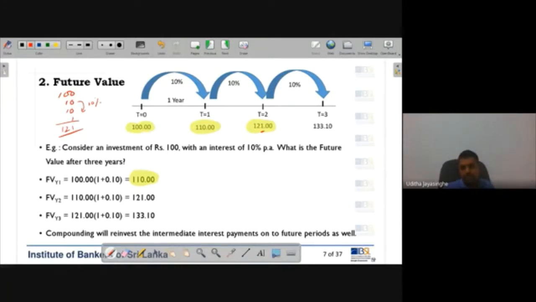Similarly, this 133.10 can also be decomposed: 100, 10, 10, 10. Then you are getting 1 rupee excess. Then this excess 1 rupee is going to get another 10 cents. But what about this 10 rupees that you earn here? That is going to get invested for another 2 years. Likewise, this 133.10 can be decomposed into your principal and the interest components from period to period. So compounding assumes you reinvest the intermediate interest payments in the future periods as well.